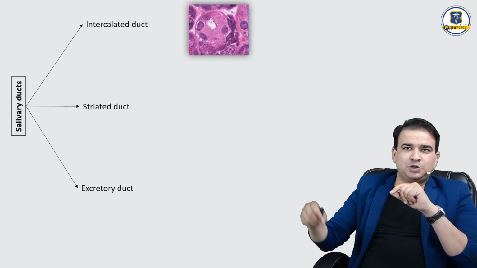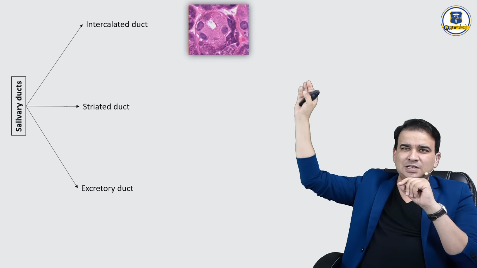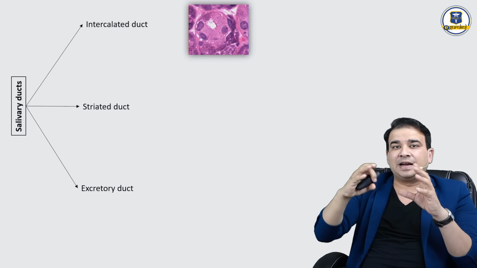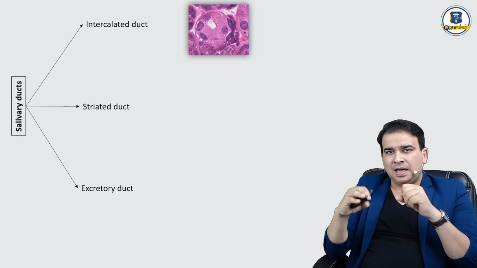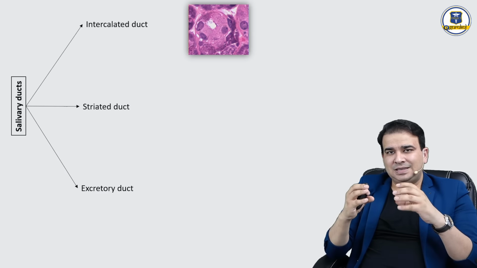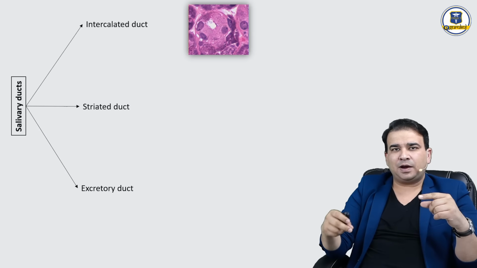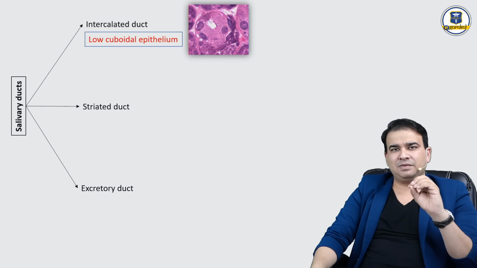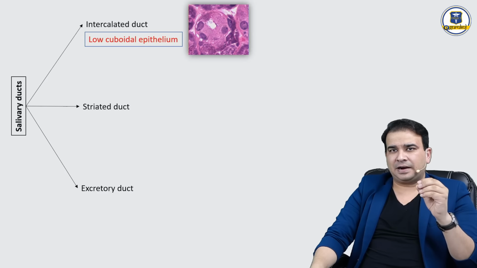Now in this picture, in the inset, you can see a very small part of the serous cell over there as well, and the rest is a duct, which is indicative that it is starting from the acinus. And the kind of epithelium that you see in these ducts is a single layer of simple cuboidal epithelium. A single layer of simple cuboidal epithelium will be seen in the case of the intercalated duct.